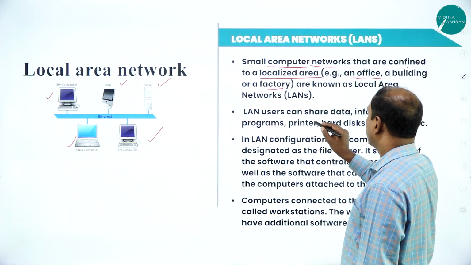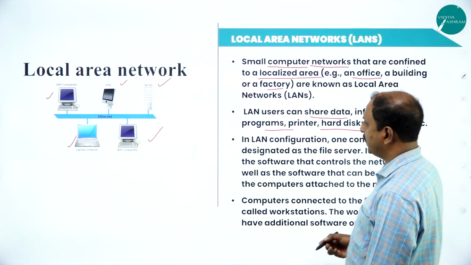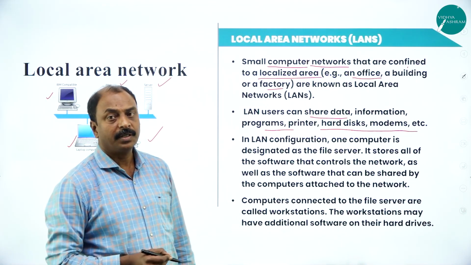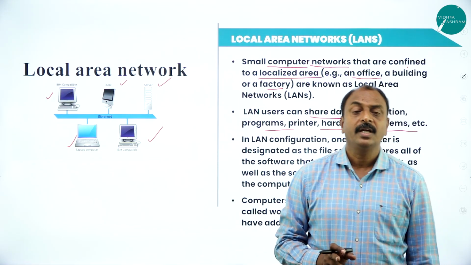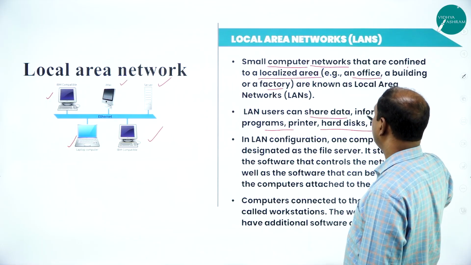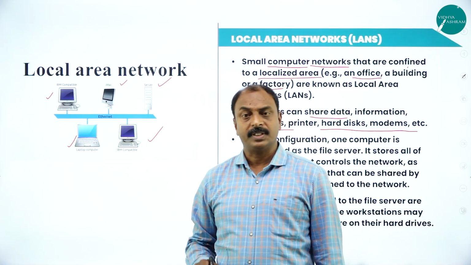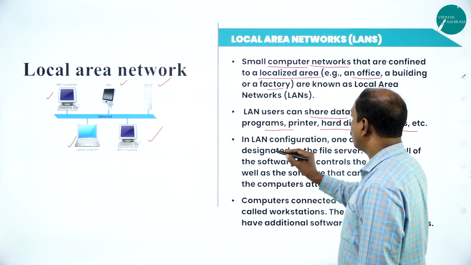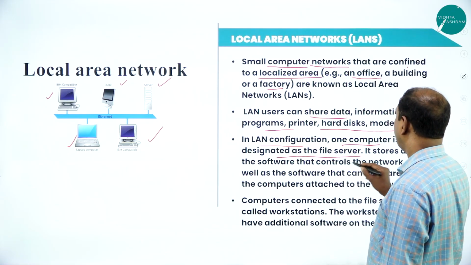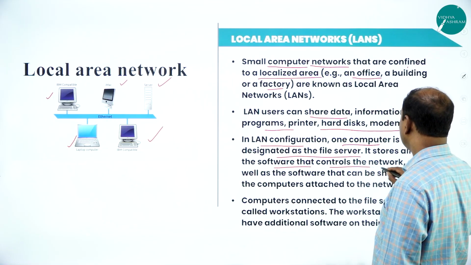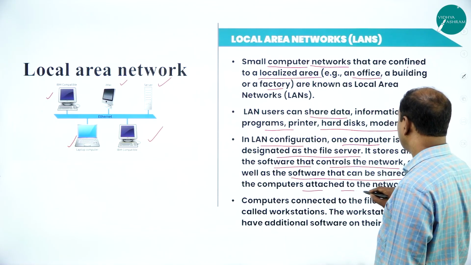And the LAN users can share data, information, programs, printers and hardware, everything. That is the advantage of networking. So here the LAN users who are all connected to the computer network can share data as well as programs, maybe hardware like printers and hard disks, among the different users in a computer network. Next, in a LAN configuration, one computer is designated as the file server and it stores the software and controls the network, as well as the software that can be shared by computers attached to the network.